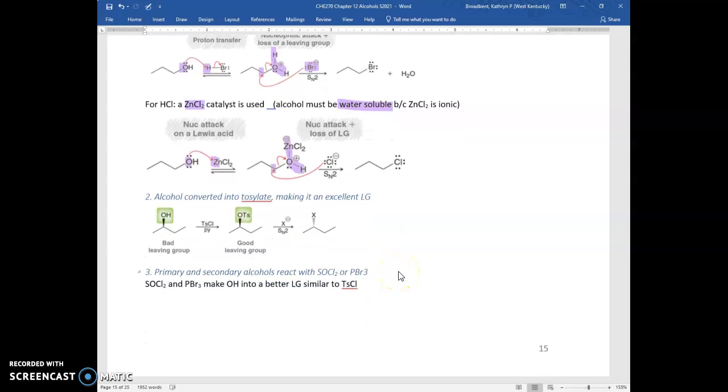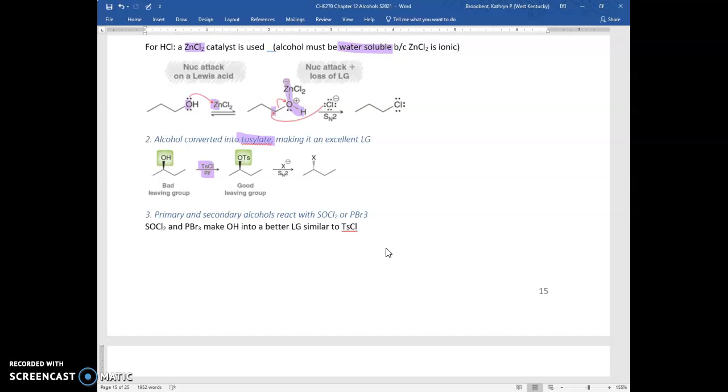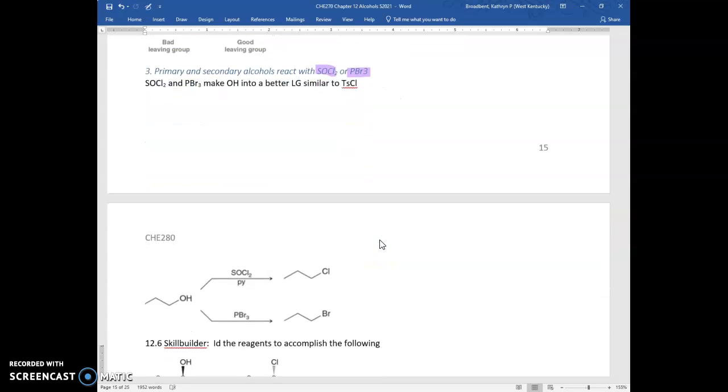Alcohol can also be converted into a tosylate, and that makes it a very good leaving group. And these are the reagents to make a tosylate. Primary and secondary alcohols will react with thionyl chloride and phosphorus trichloride. This is going to be very similar to the tosylate that we looked at, but the phosphorus trichloride makes chloride, and the phosphorus tribromide makes the bromine.